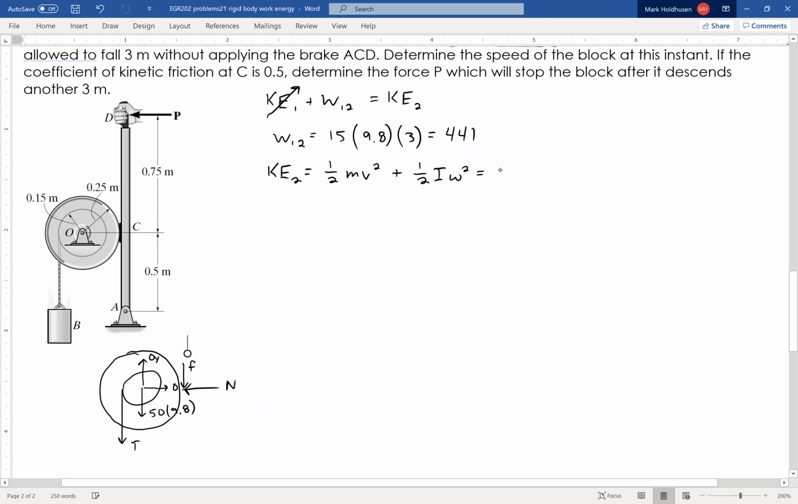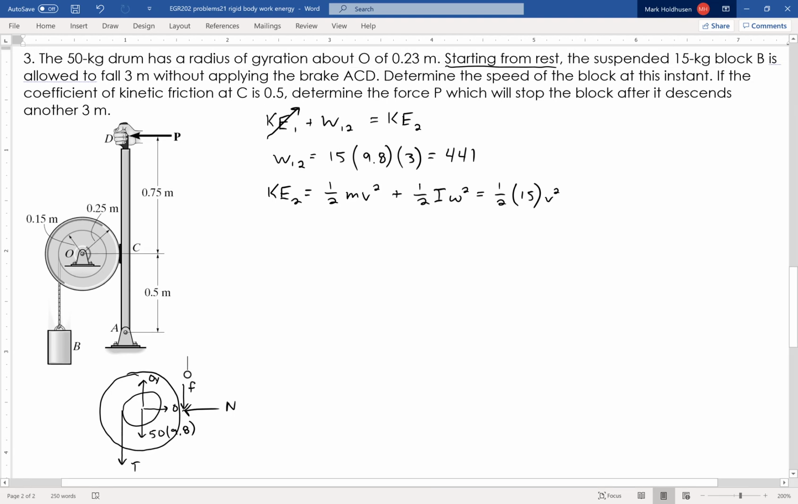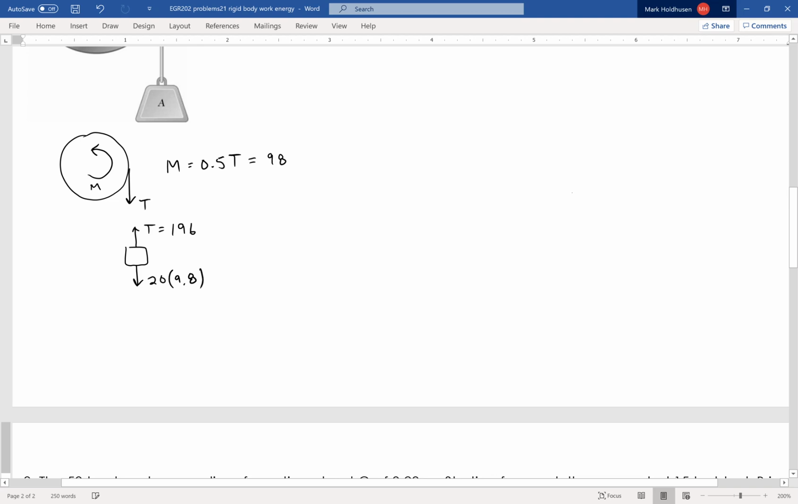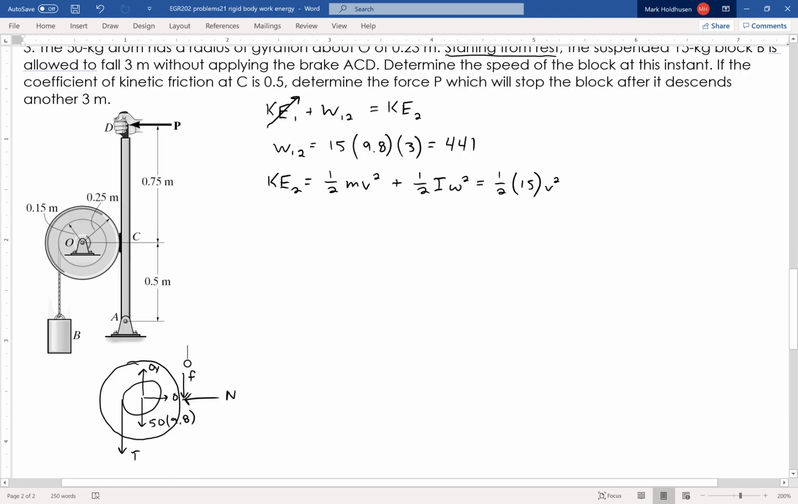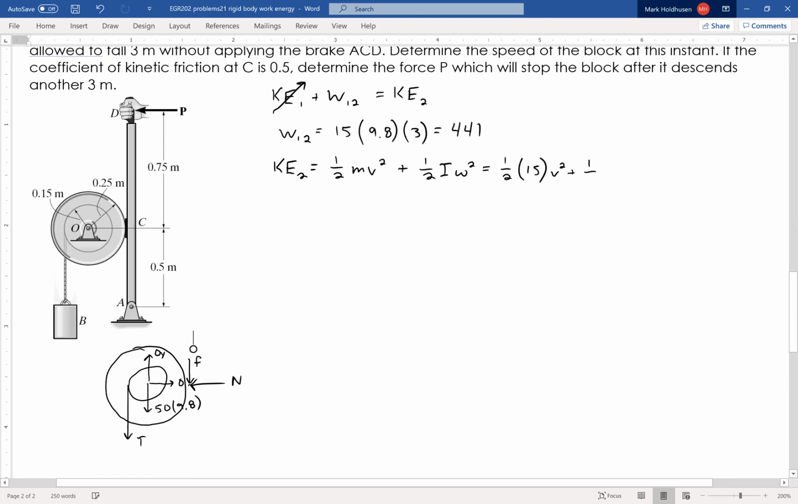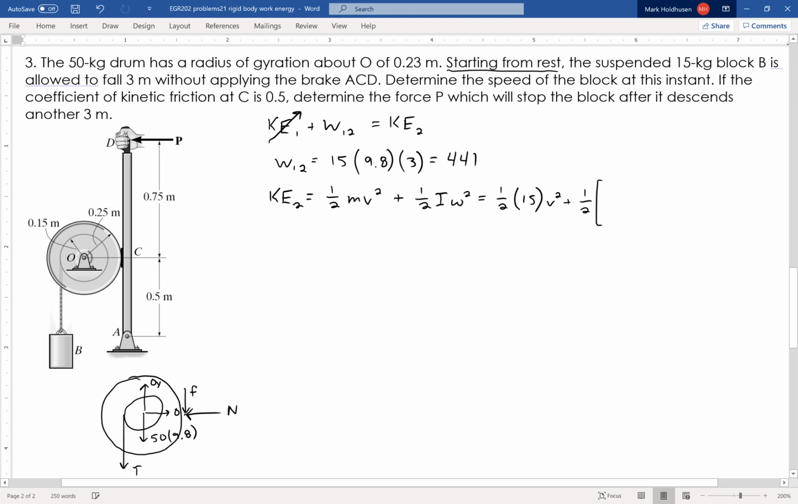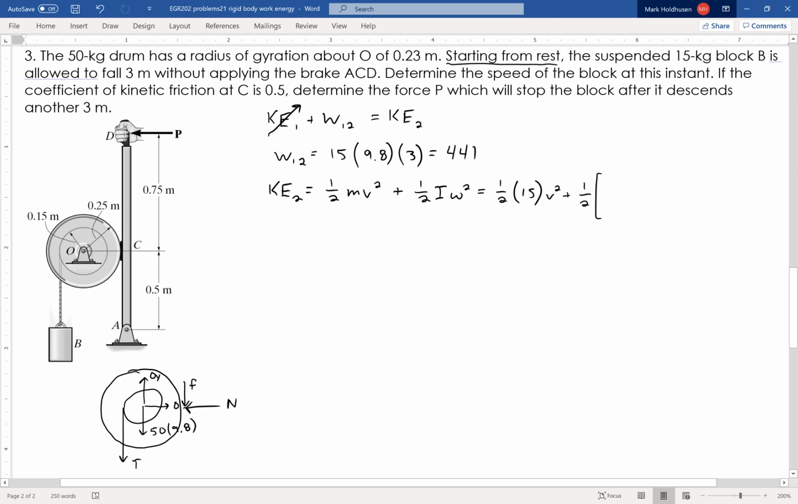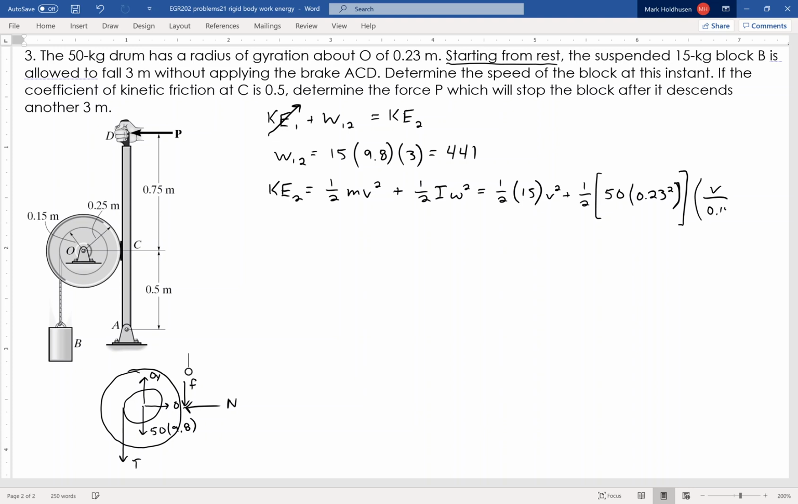But from this, I get 1/2 m, which is 15, that's of the cylinder, times the velocity squared, which is what I'm looking for to determine the speed of the block, plus 1/2 I. Now, I of the drum is going to be m times the radius of gyration squared, so that's going to be 50 times 0.23 squared, that is I, 1/2 I, and then omega squared is equal to the velocity times that 0.15 around the outside, and that will all be squared.